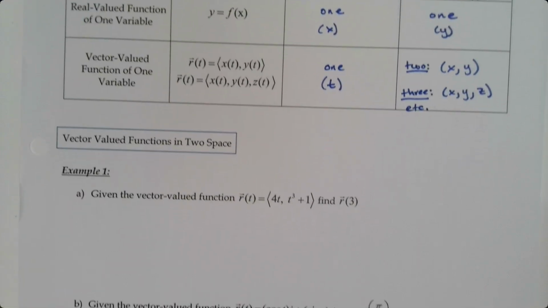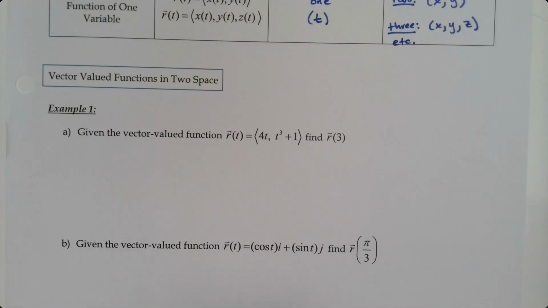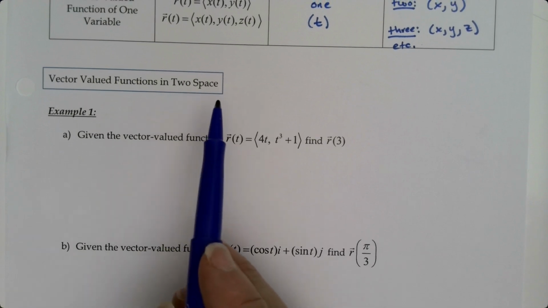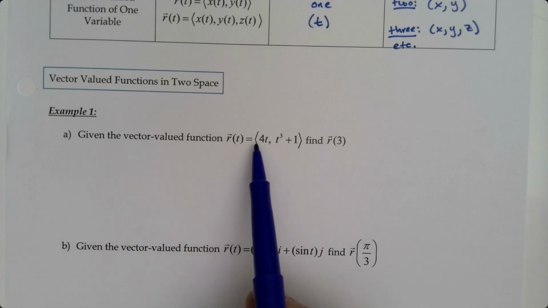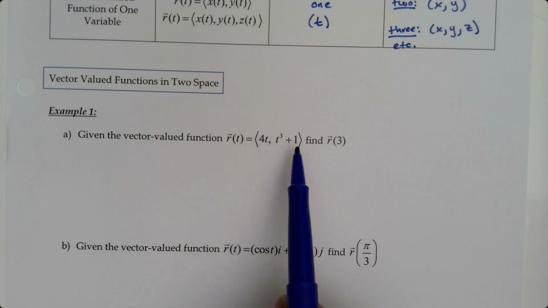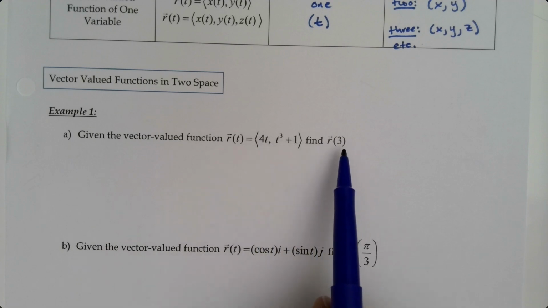All right, so let's look at vector valued functions in 2 space, right? In the 2-dimensional space, so that would just be x and y. So given the vector valued function r of t, which is equal to the vector 4t comma t cubed plus 1. Find r of 3.